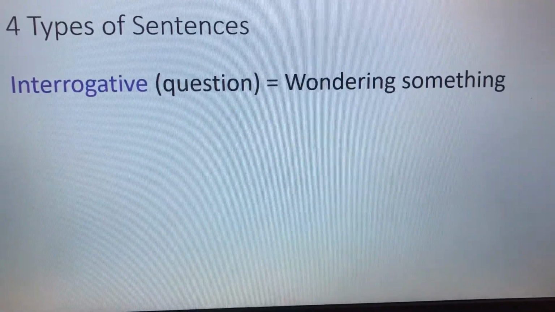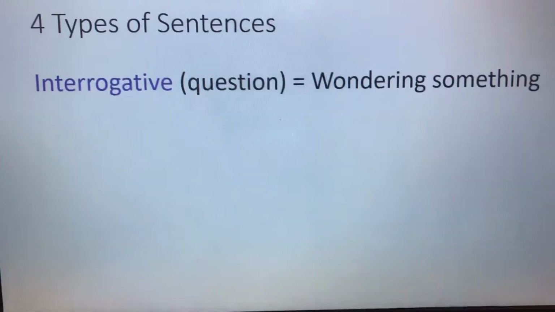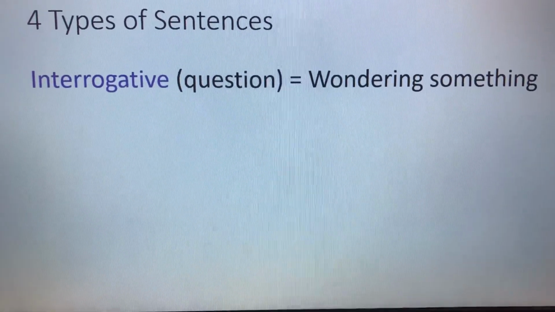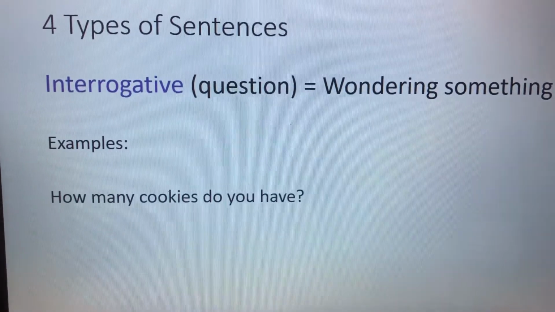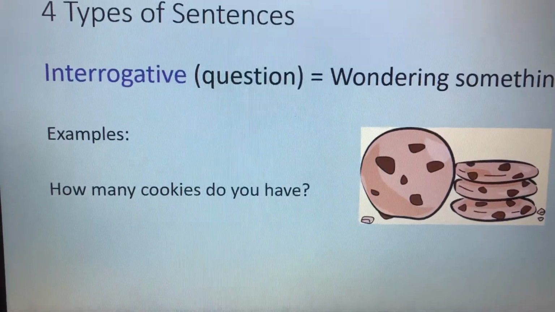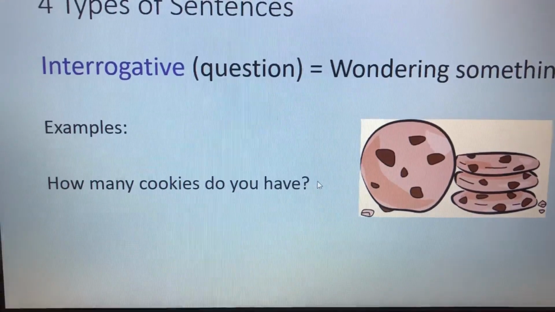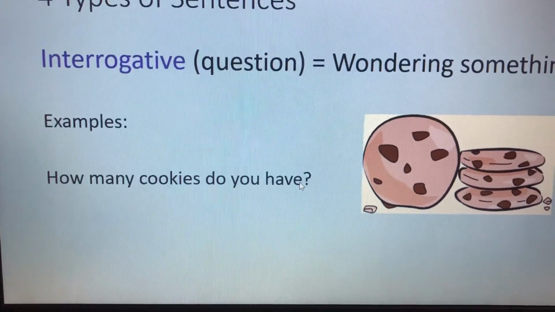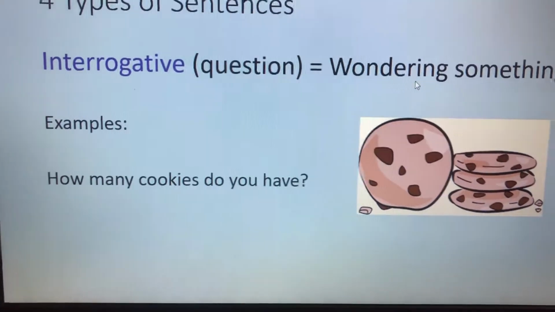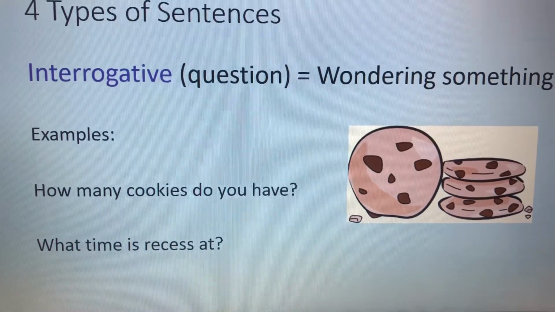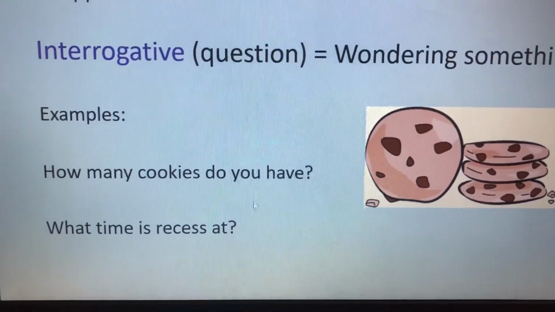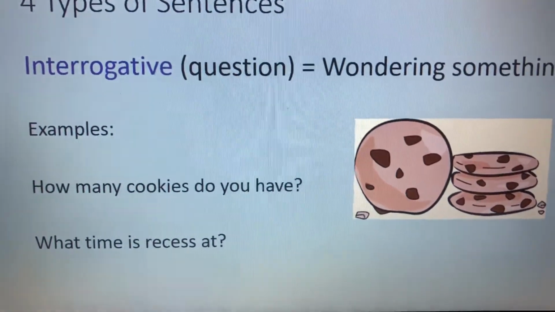Then there's the interrogative or question sentence. And that's if you're wondering something. So, for example, how many cookies do you have? You're asking how many cookies they have, and of course we end that in a question mark. All questions end in question marks. Or, what time is recess at? It's a question ending in a question mark.